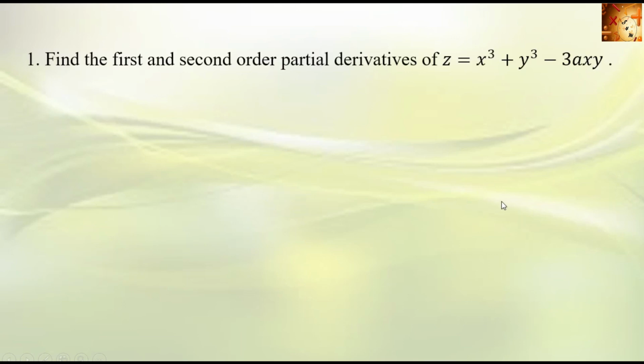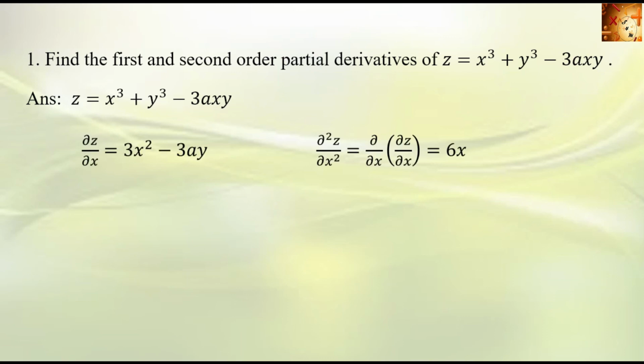Next problem: find the first and second order partial derivatives of z equals x cube plus y cube minus 3axy. This problem was discussed earlier. In that problem we discussed the first order partial derivatives. Here z equals x cube plus y cube minus 3axy. The first order partial derivative ∂z/∂x is equal to 3x square minus 3ay.